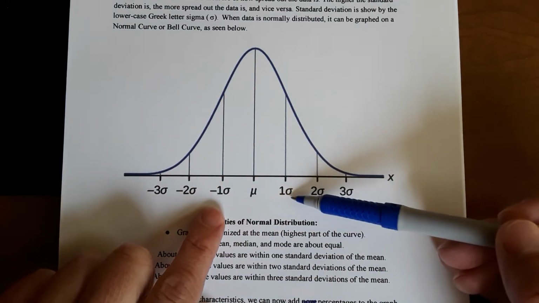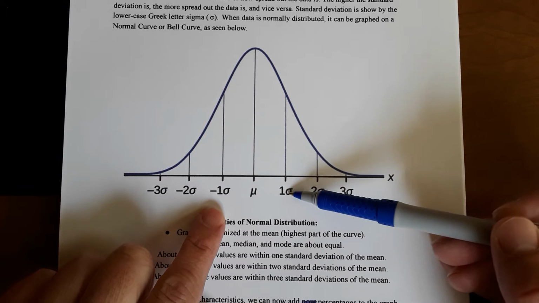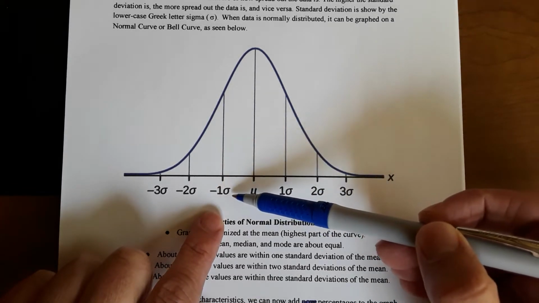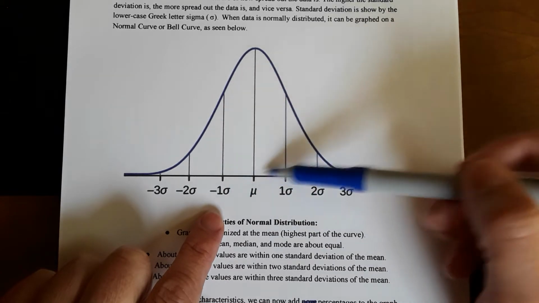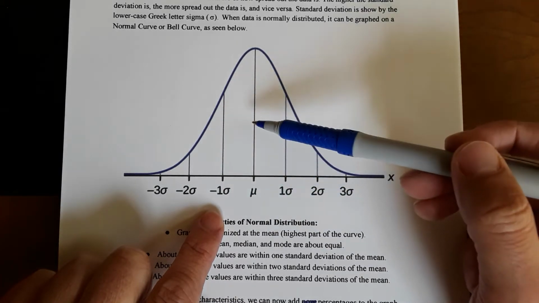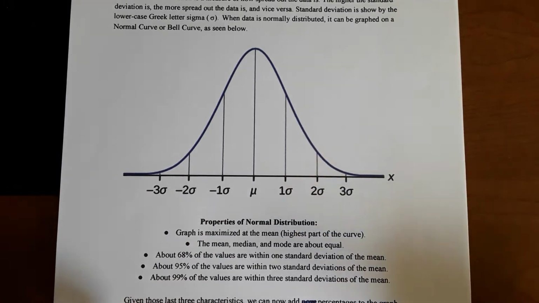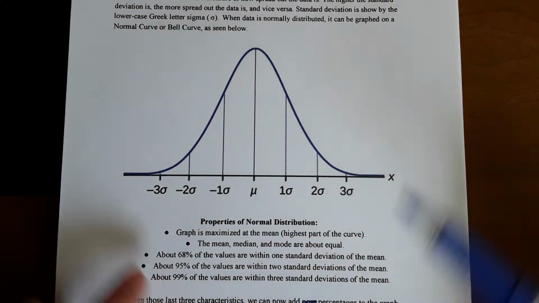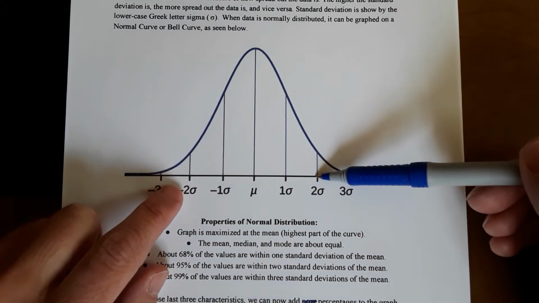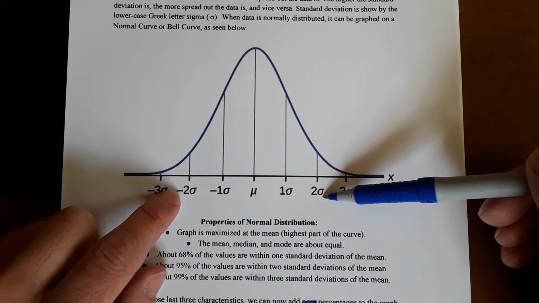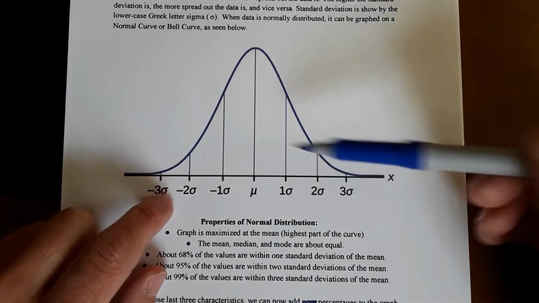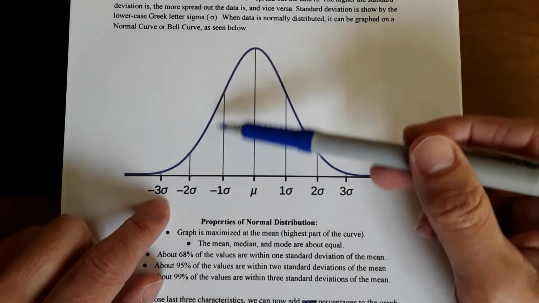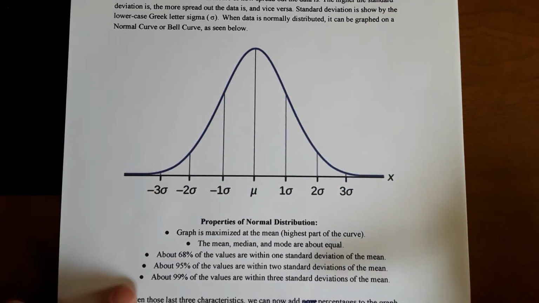So you'll see the 1 sigma, or 1 standard deviation above, we've got this line, and then minus 1 sigma, or 1 standard deviation below. So within that section, 68% of the data. Next one, about 95% of the values are within 2 standard deviations. So if we move out one more standard deviation, we've got a positive 2 sigma over here, so that's 2 standard deviations above, 2 standard deviations below. In that section, there's about 95% of the data.